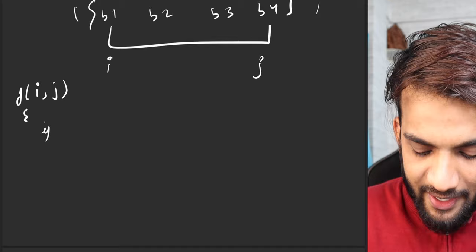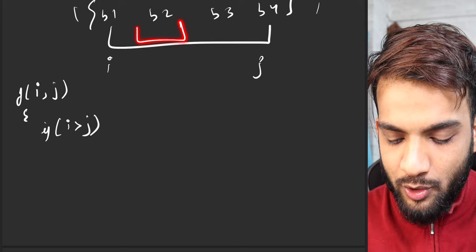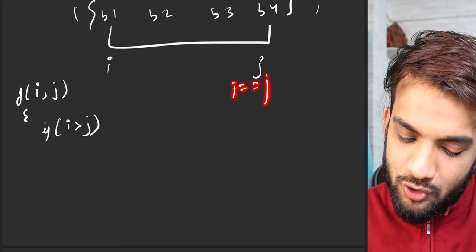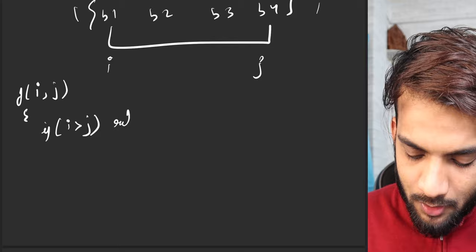Like if at any moment I crosses J, if at any moment you're shrinking like this, and you have shrunk it enough so that there is no more subproblem, the least subproblem could be I equal to J, where you're solving a single one. But beyond this, there'll be no subproblem. And if there are no subproblems, the coins that you will get will be zero.